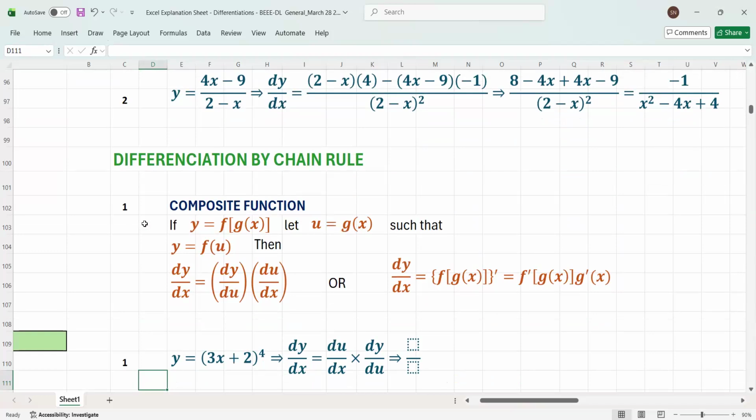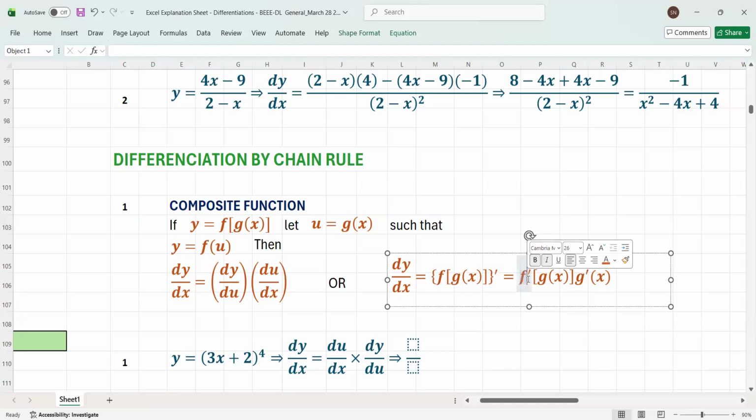And most of the time, it is when, let's say, you have 2x plus 4, all raised to the power 4. So within a function, you have another function. The rule says that there are two methods. First of all, you differentiate the function, f prime of the function, and then come and differentiate the function inside.